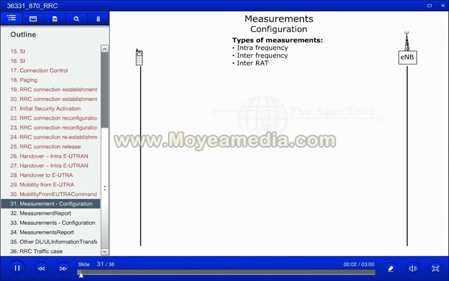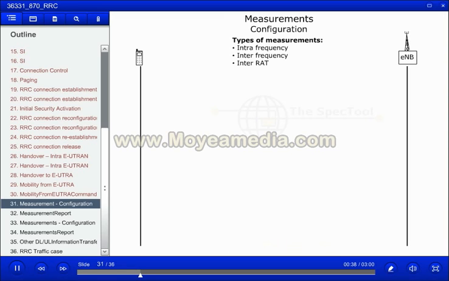There are different types of measurements. Intra-frequency, meaning measurements on the same downlink frequency as is used in the serving cell. Inter-frequency, measurements made on frequencies other than that used in the serving cell. And inter-RAT frequencies, measurements on UTRA, GERAN, or CDMA frequencies.